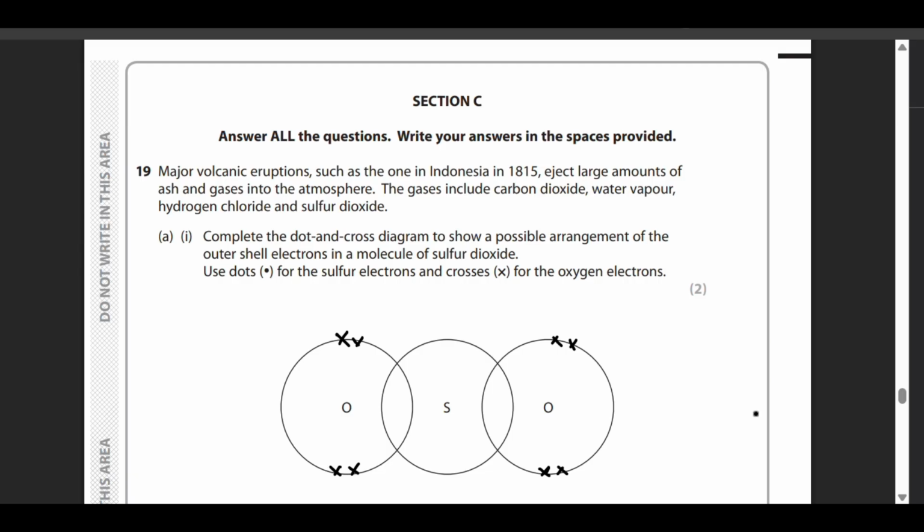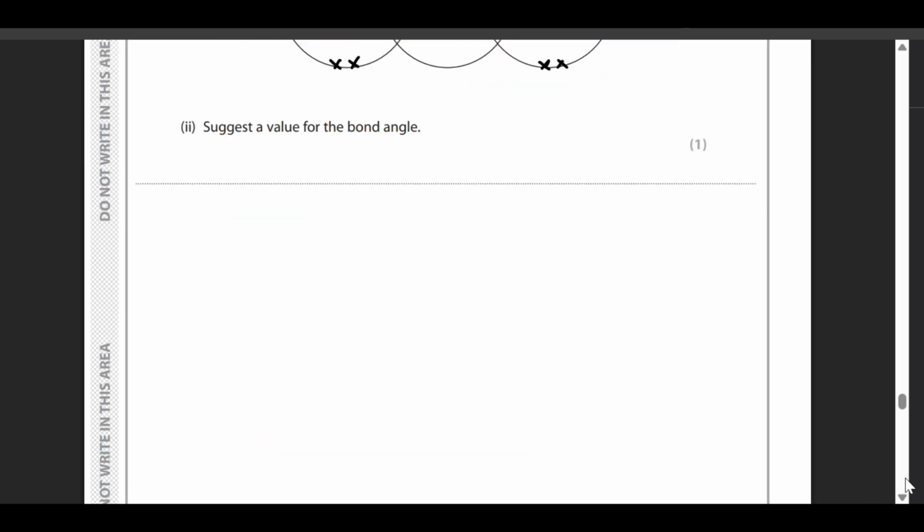So basically, 2 electrons of each oxygen form a covalent bond with 2 electrons of the sulfur. In this way, 4 electrons of sulfur are shared with 4 electrons of oxygen. So this is sulfur dioxide. Now the value of the bond angle is 120 degrees.